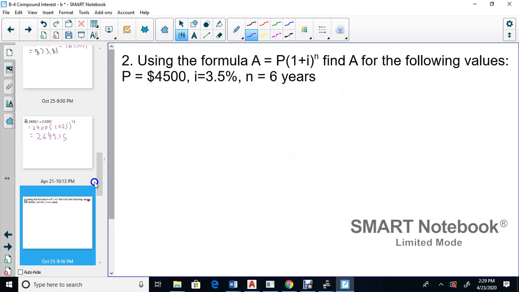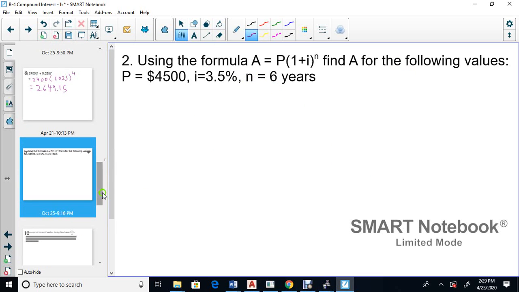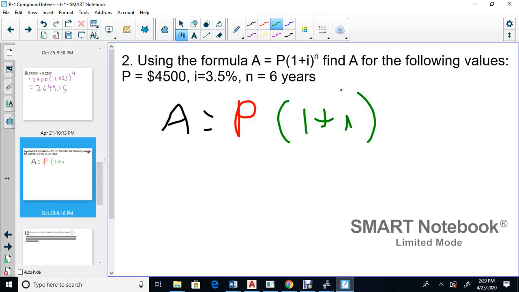Okay, using the formula, solve. So what I'll do here, and this will be the last one before the word problems, is I'll set up different colors so you can see what I'm doing here. So start off with the black with the A. So I'll put A equals P, and I'll use a different color for the 1 plus I so you can see where I get the I from. And I'll use a different color for N. So the I is in green, the N's in blue, and the P's in red.